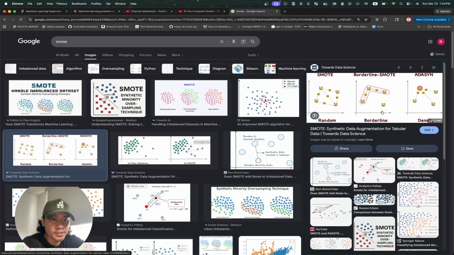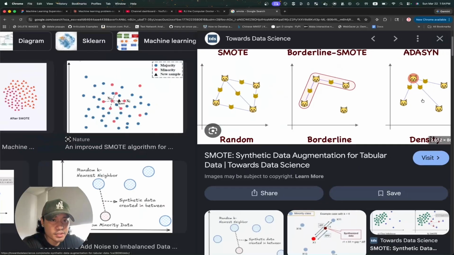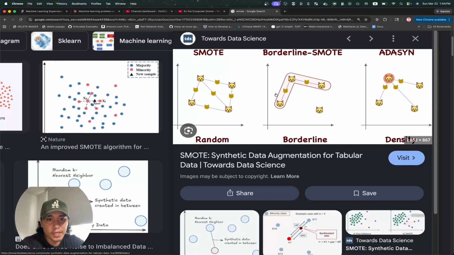And then there are other methods here. I guess it's borderline and density, which it looks like if you want to include data points from only a certain number of data points that you do have, or if you want to cluster the minority data points around some sort of data point that you already have.